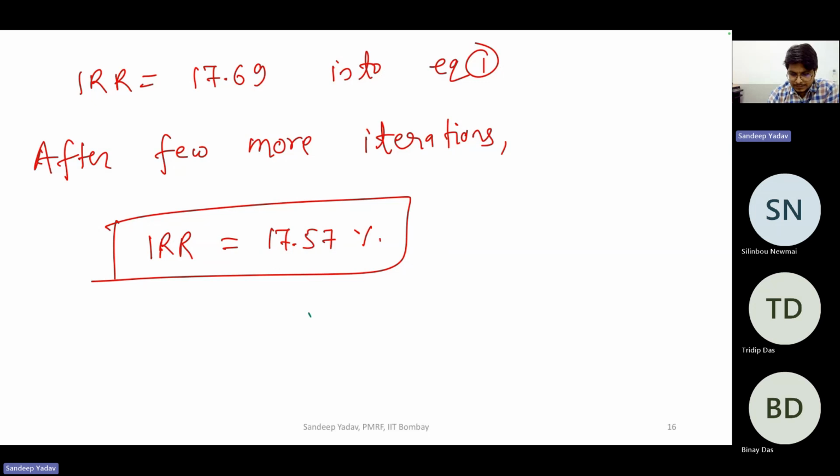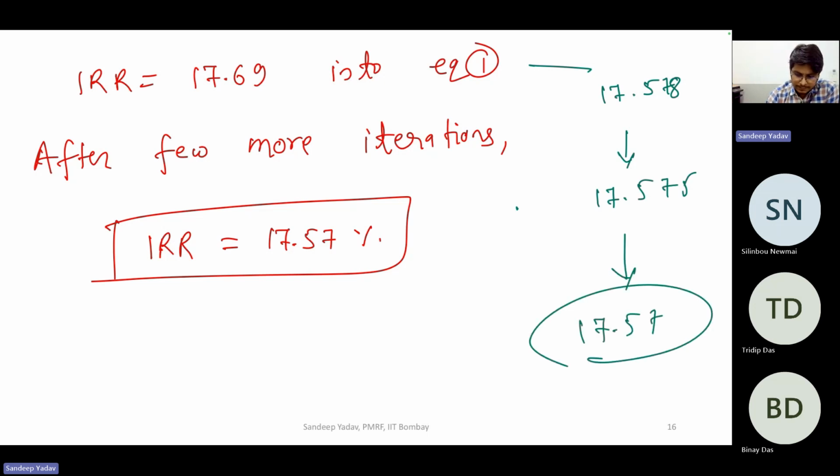When we see 17.57, suppose that was the answer of this iteration, putting 17.57 or 58 into equation one, then it comes out to be 17.575, then it comes out to be 17.57. So that's an iterative method. Finally, after a few iterations, we will get this value.